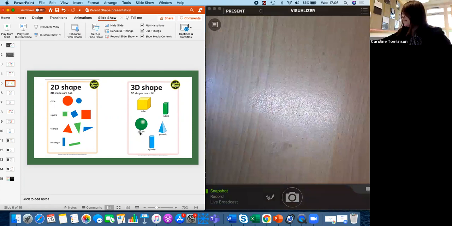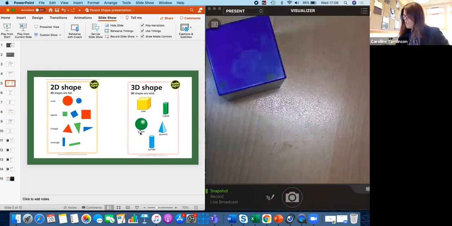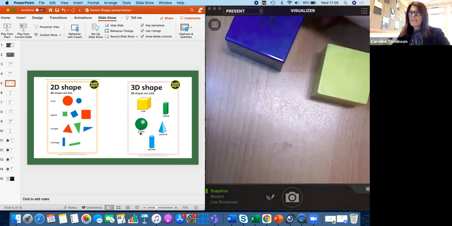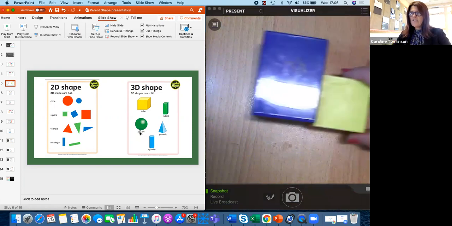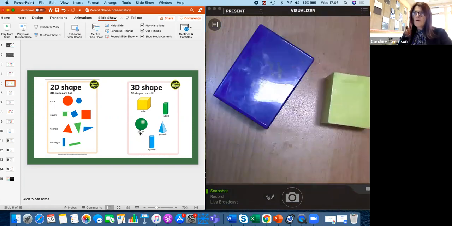I'm going to bring in some of our 3D shapes. I'm going to start with the cube and the cuboid. We'd really encourage our children, and cube and cuboids are brilliant because they're in everyday life, aren't they? Boxes of tissues, boxes of chocolates, books, all sorts of things, cube and cuboid.